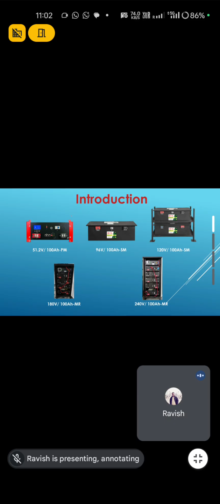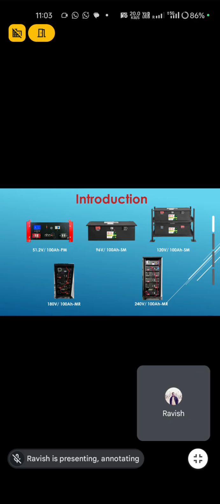Then confirm with the technical person how many batteries you want to connect. He will approve, then you can proceed. Before the query, you can contact the technical person, take the approval, then connect. You can connect one or two, up to 10 batteries in parallel with this 51.2 volt PM model battery. And the other model is the 96 volt 100 AH battery.